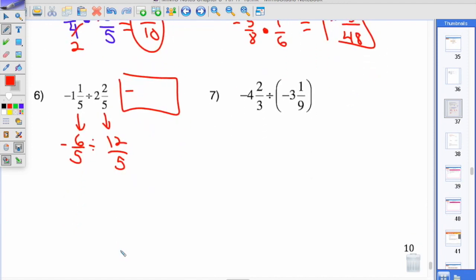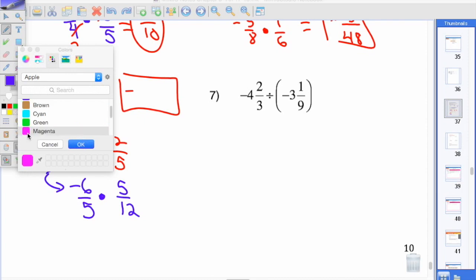If you notice, it's still in the form of division. Now I'm going to rewrite it. I'm going to keep the first fraction the same. Division changes to multiplication, and I flip the second fraction. You can see that in the original problem, the 5 is in the denominator in the second fraction. Make sure that you flipped it, so our numerator is now 5.